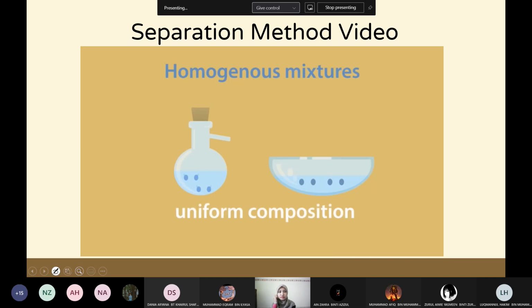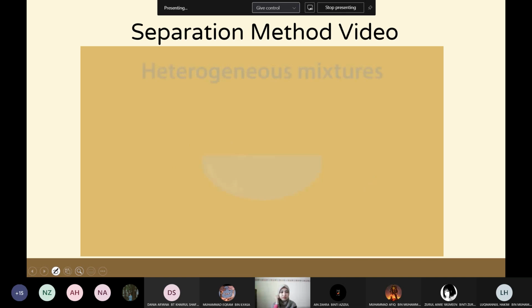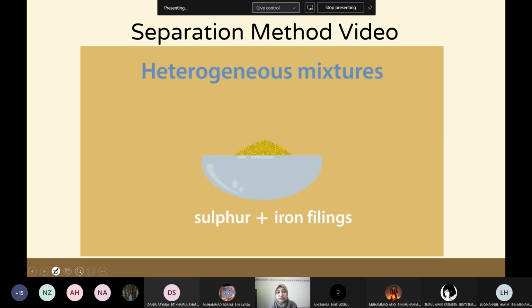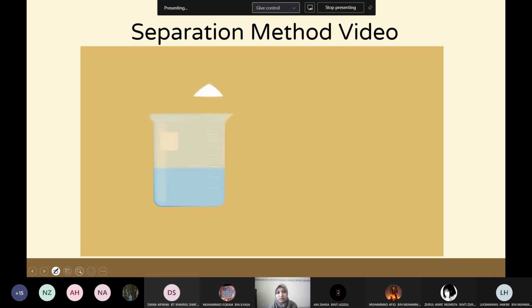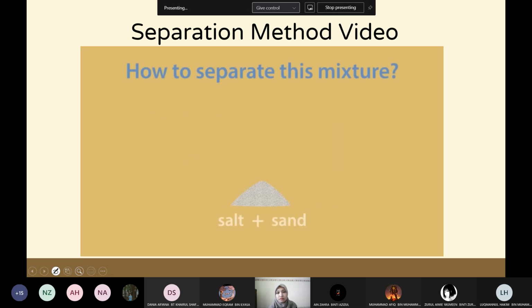Now, we will look at separating heterogeneous mixtures, where the components in the mixture are not in the same phase, or the composition of the mixture is uneven. If we have a mixture of sulfur and iron filings, we can easily separate this mixture with a magnet. The magnet will remove all of the iron filings, leaving behind the yellow sulfur powder. We know that salt is completely soluble in water, but sand is not. How would you separate a mixture of salt and sand easily, keeping in mind the solubility of salt in water? Pause, think, and continue when you have an answer.